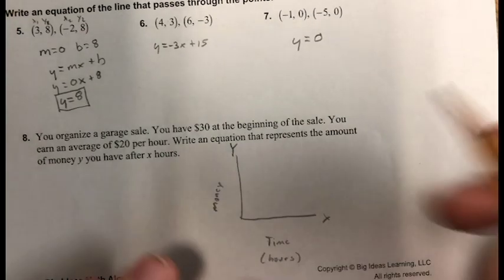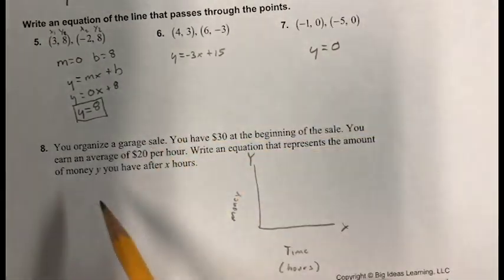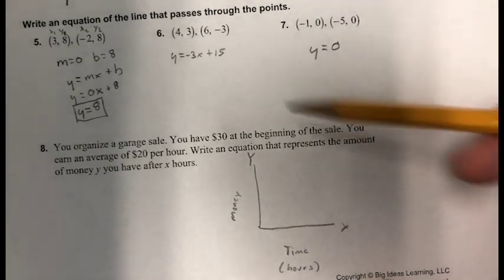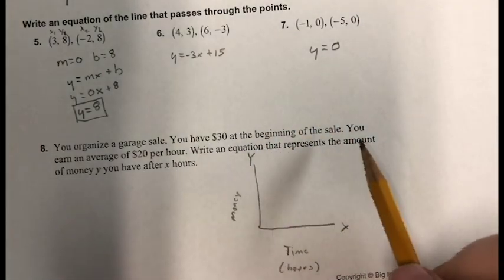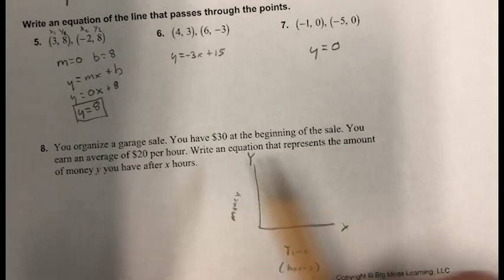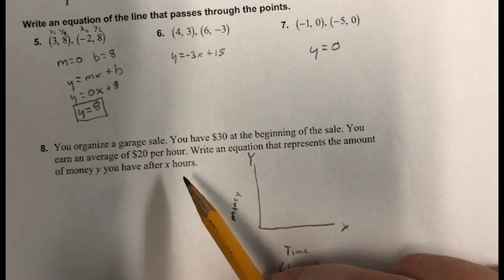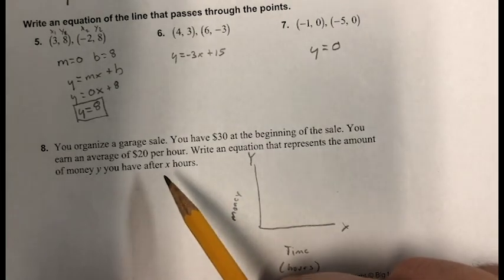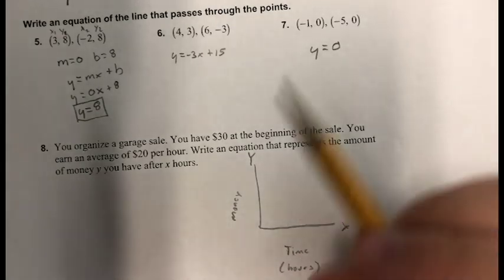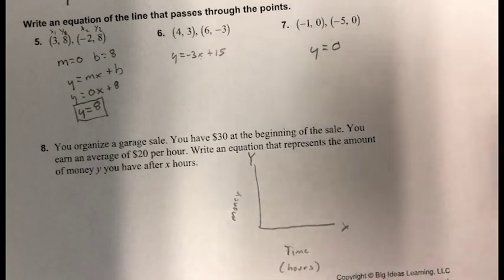So knowing what the graph should look like, giving you this hint because it helps you right here, you should be able to figure out what it means by this sentence. You have $30 at the beginning of the sale. Also, look at what it says. You earn an average of $20 per hour. That's actually giving you another piece of information that is very useful for you to graph this. All right, so these two sentences give you two pieces of key information you need to know.